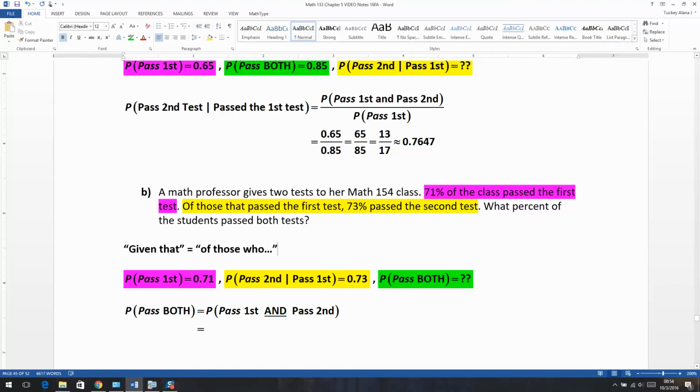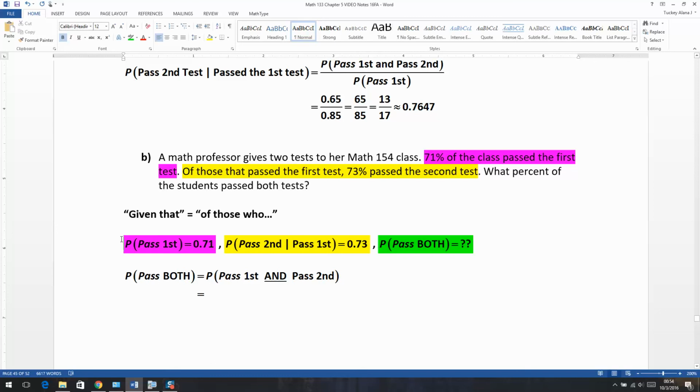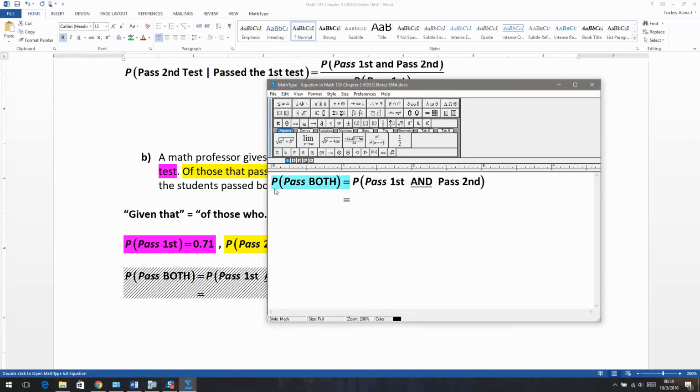All right, I've color-coded this for you. So let's break down what we know. We know that the probability of passing the first is 0.71. That's that pink phrase. Then we know the probability of passing the second, given that we passed the first, is 0.73. That's that yellow phrase. And what they're asking about is the probability of passing both. That's a question mark.